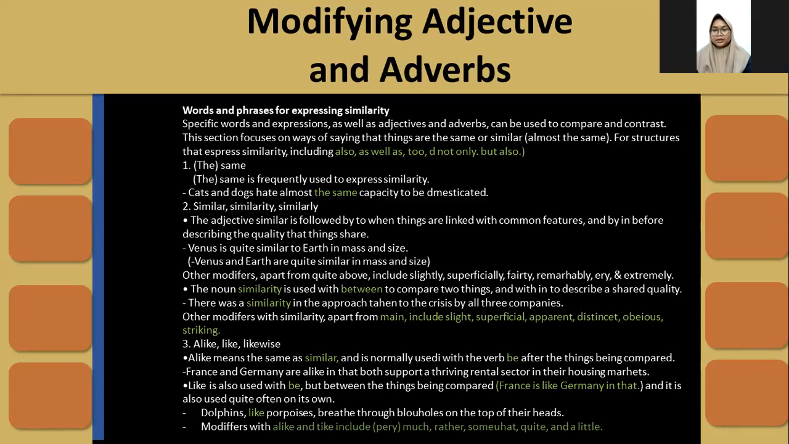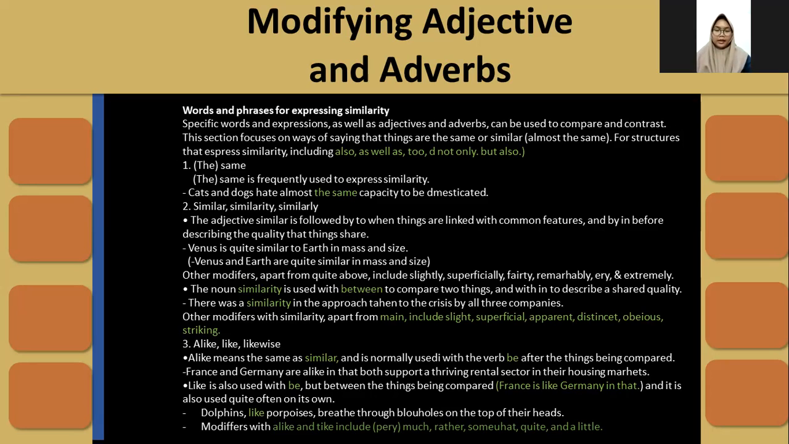Number two, similar, similarity, and similarly. The adjective similar is followed by to when things are linked with common features, and by in before describing the quality that things share. For example, Venus is quite similar to Earth in mass and size. The noun similarity is used with between to compare two things, and with in to describe a shared quality.